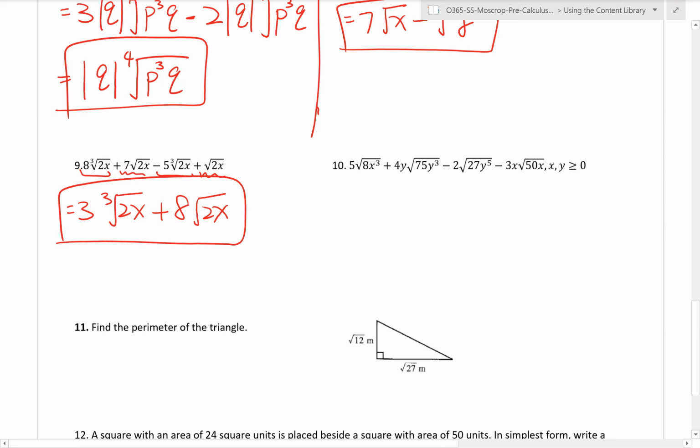Number 10, this is a square again, so you might need to watch out for the absolute value symbol. However, it does tell you that x and y are both greater than or equal to 0. So we will never get the negative case when we have just one single x outside of the radical. So in this case, we actually don't need to worry about the absolute value sign, which makes it easier.